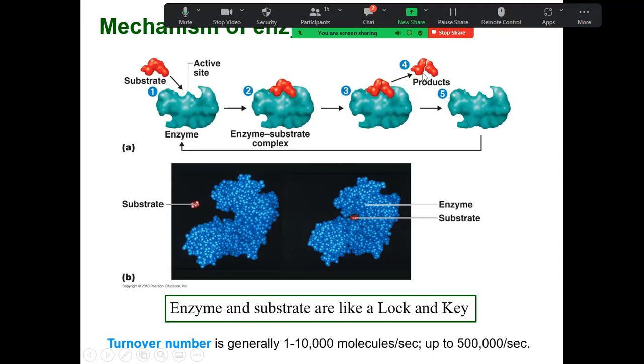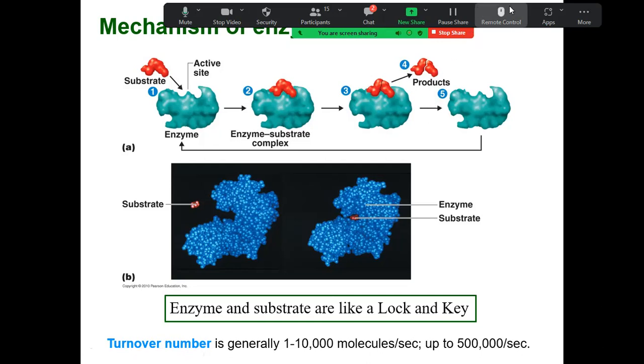Once the product is made, it falls off of the enzyme, and then the enzyme is free to come again and bind to the substrate, and then proceed with the chemical reaction again. And that's why enzymes are so good at performing chemical reactions, because they'll be reused hundreds or thousands, or maybe even hundreds of thousands of times. Okay, any question about any of that?